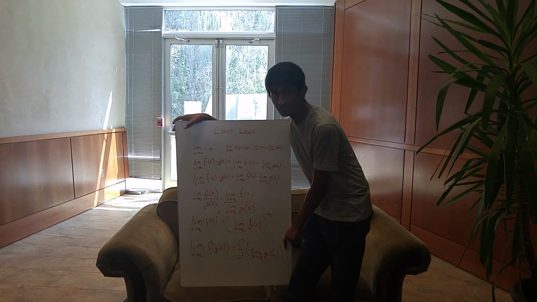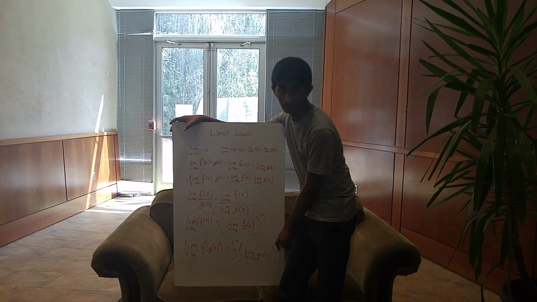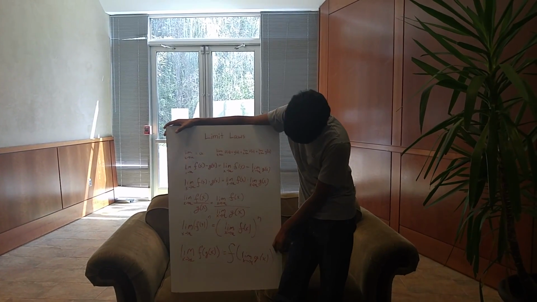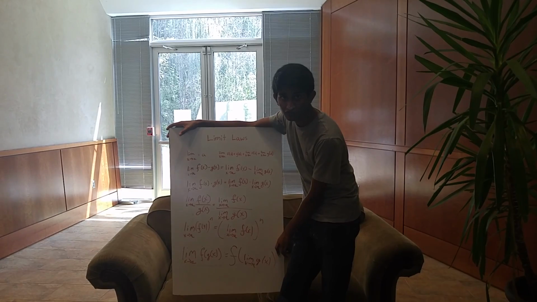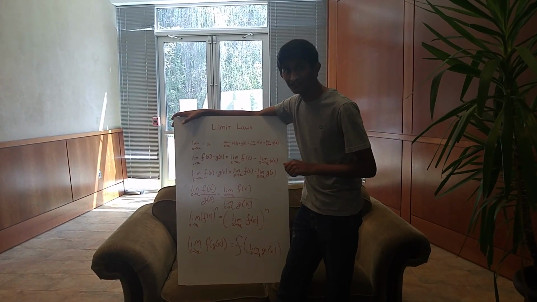Finally, we have the composition limit law. That means if you have a function inside of another function in the limit, you can just do the limit of the inner function and with the outer function on top, which makes it a lot easier.